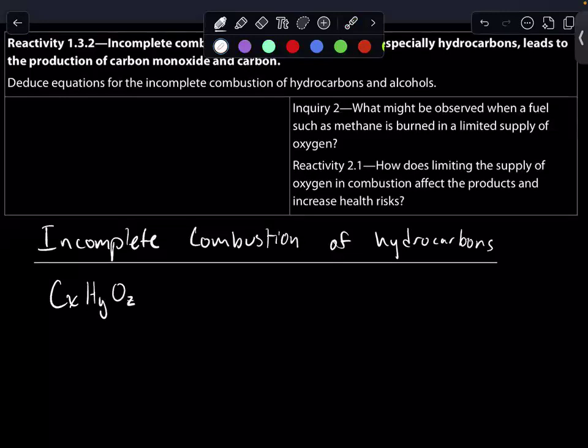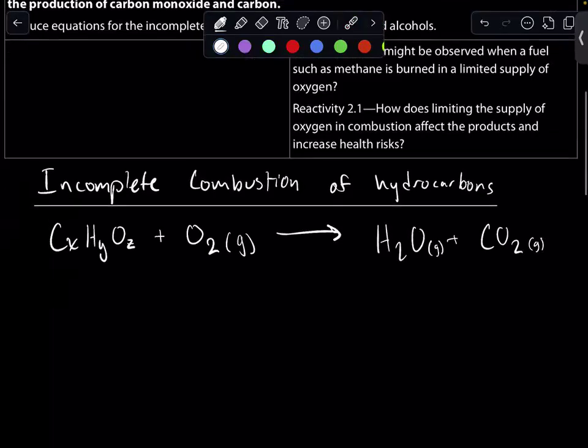CxHyOz, and we combust that, which means reacting with oxygen gas, we always get H2O plus CO2. Usually water is in the gaseous state. Sometimes it could be liquid, but these are the products of combustion. This is what we learned in the previous video.